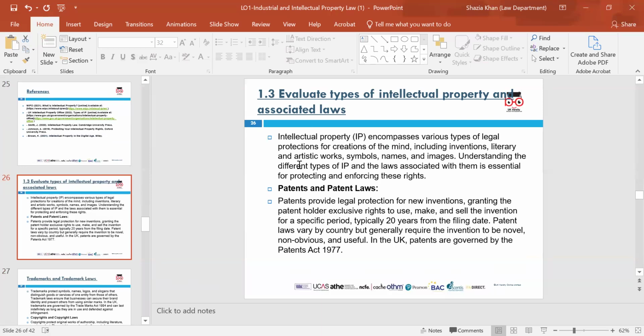So patents and patent laws. We've got the legal protection for any new inventions, and we identified that it was 20 years from the filing date. Patent law varies in different countries and different jurisdictions. UK patents are governed by the Patents Act 1977, and the reasoning behind that is that they have a form of protection, and the laws are in place to make sure that they have protection over any exclusive rights.